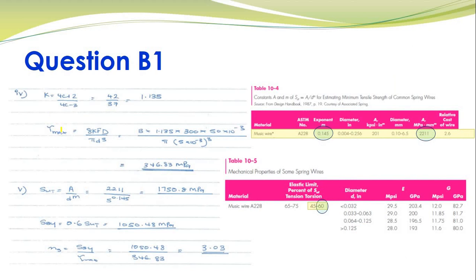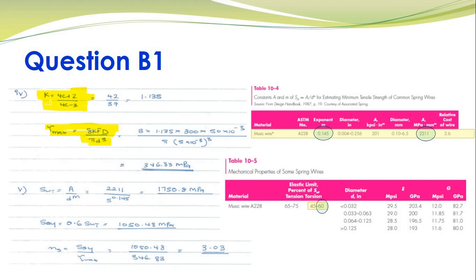Moving on, the next part of the question required us to find our maximum shear stress. So your maximum shear stress tau max is given by this relation, which is 8KFd divided by pi d cube. In this, you see you've got a capital K, and capital K is your stress concentration factor, small k is your spring rate. Again, students previously have made mistakes between these two K, so I always tell you that you need to distinguish between small and capital K.